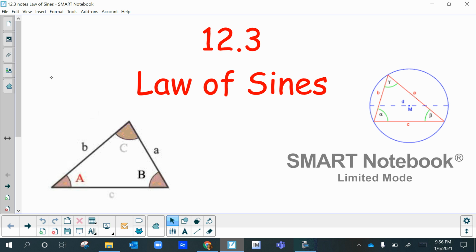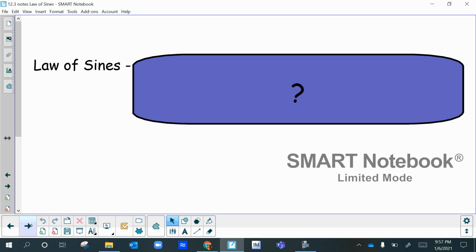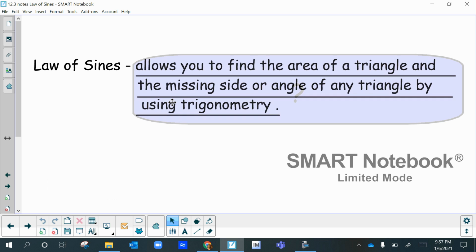All right, guys, this is going to be our third section of trigonometry, and this one is going to be focusing on the sine function. So we're going to learn the law of sines. So when do we really use the law of sines, okay?